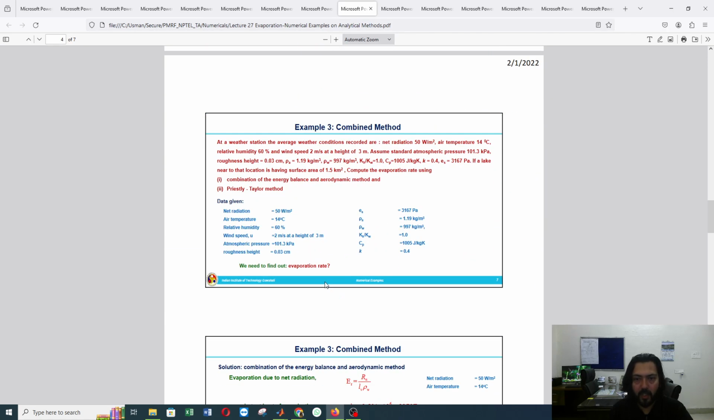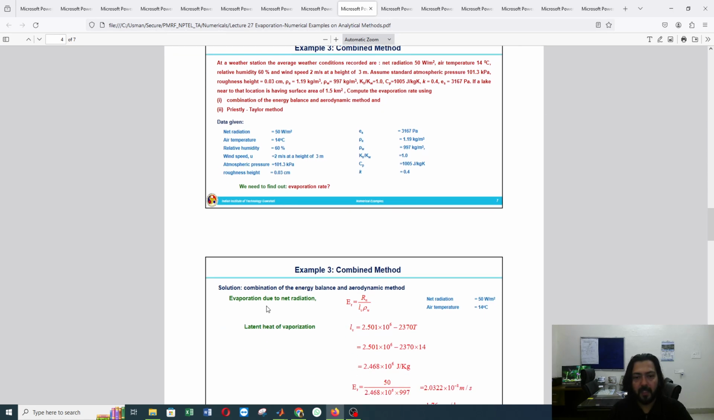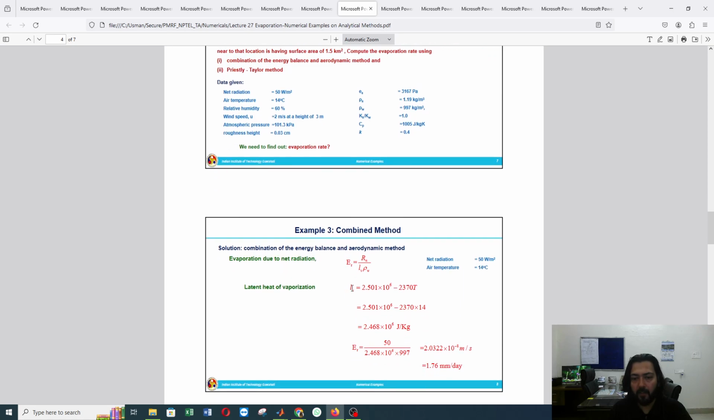Let us see the numerical on the combined method, because this is one of the lengthiest numericals. As you can see, the entire question data set is quite large. So we just have to stick to the basics. First, we need to calculate evaporation based on energy balance. The equation for that is ER is equals to RA Lv by rho W. Now we can calculate Lv, for which we need only the value of temperature. If we know the temperature in degrees Celsius, which is 14, we can calculate the latent heat of vaporization, and by using Lv we can calculate the ER value, right?